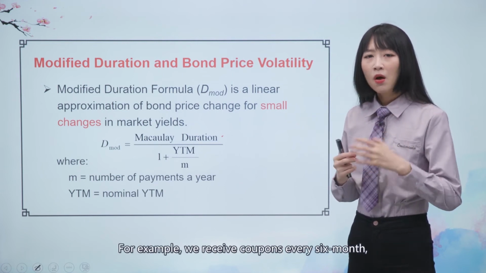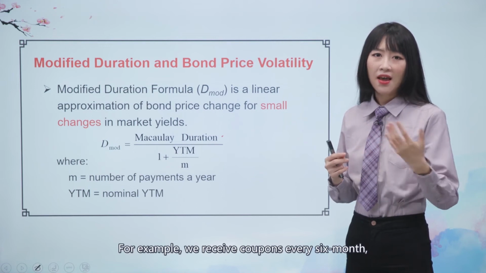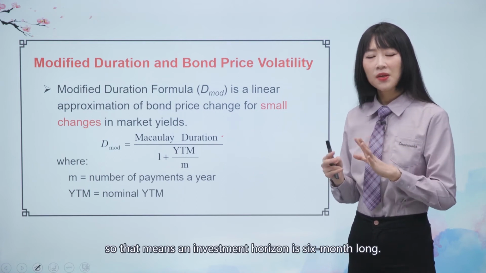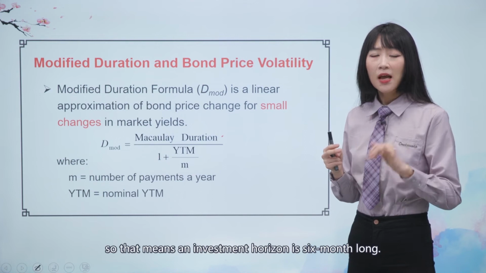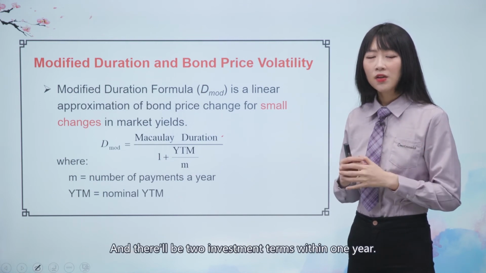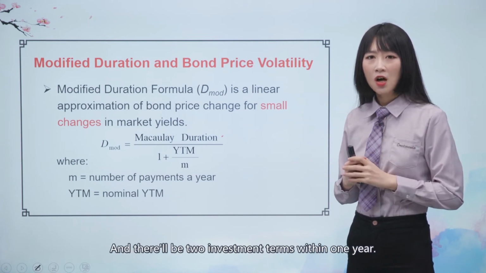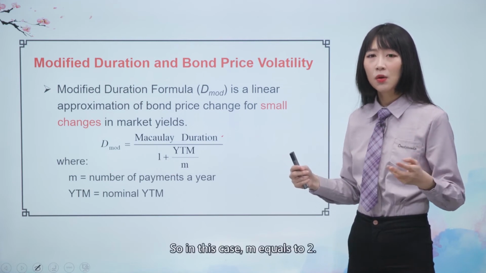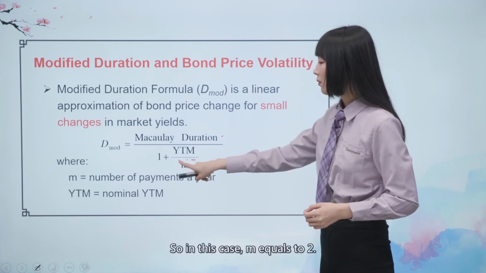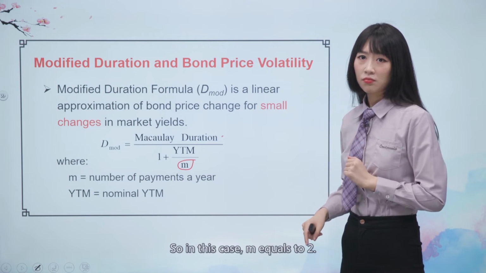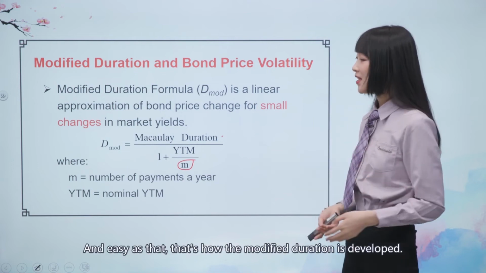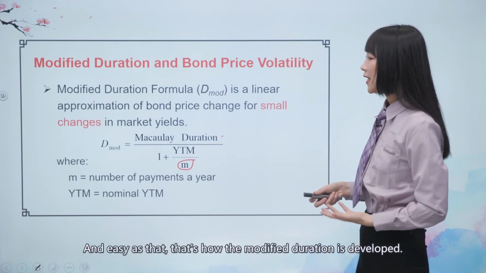For example, if we receive coupons every 6 months, that means an investment term is 6 months long, and there will be 2 investment terms within 1 year. So in this case, M equals 2. And easy as that, that's how the modified duration is developed.